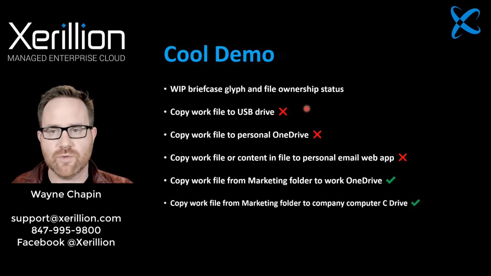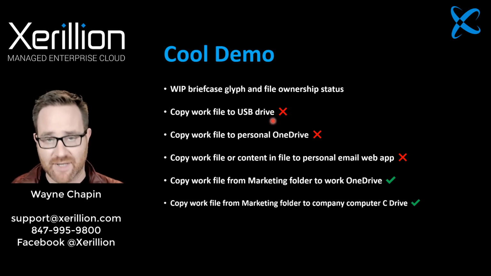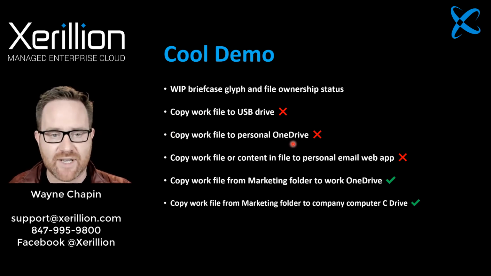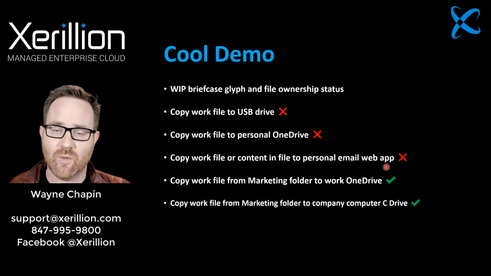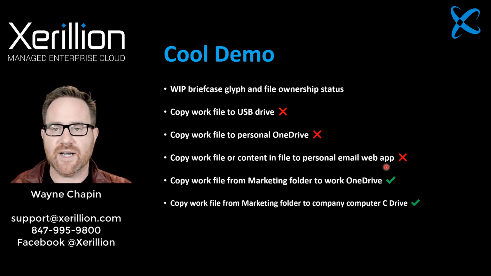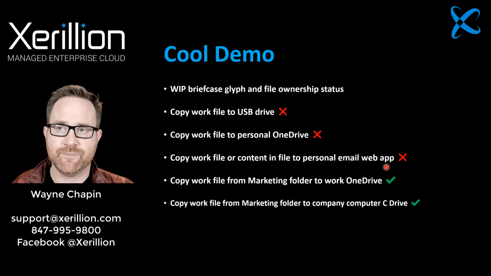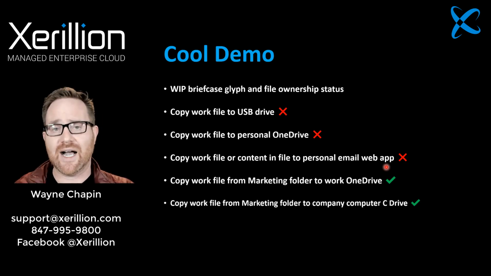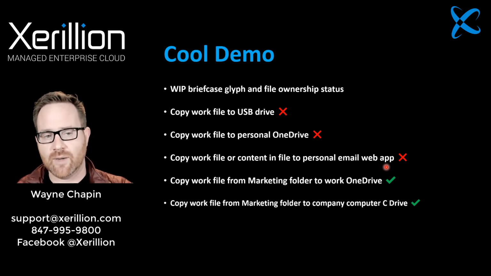Now I'm going to do a couple of demos. I'm going to copy a work file to a USB drive. I'm going to slow it down a little bit from the intro that I did at the beginning of this video. I'm going to copy a work file to a personal OneDrive account. I'm going to copy a work file and the content in the file to our personal email web app. So I'm going to show you what it looks like if I try to log into my personal email account at Outlook.com, but the same things apply to Gmail or iCloud or wherever you have your personal email. I'm going to try to attach the file, see what that looks like, and I'm also going to copy and paste the data inside the file to try to get around that and see what that looks like as well. And then we'll come back to this in just a moment.